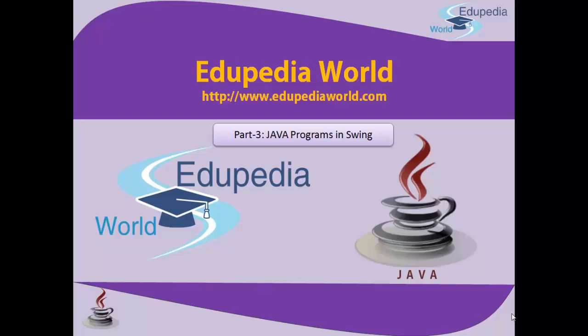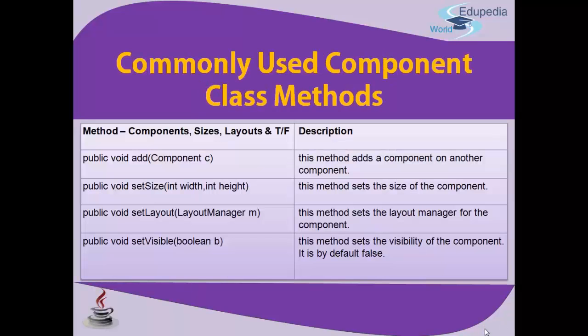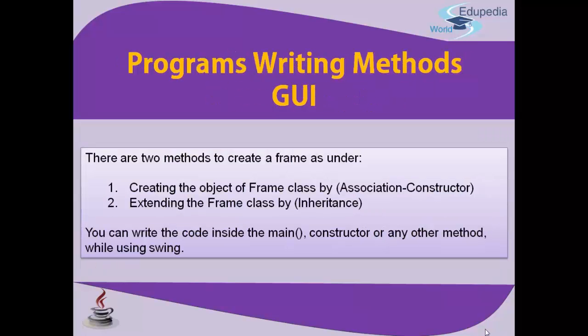Now we are continuing with the second part where we left off, that was Java Swing components. So we are continuing with that, and we are moving on to creating programs in Swing. So keep watching. We left off over here at commonly used component class methods. Now we are moving on to programs, writing methods in GUI.